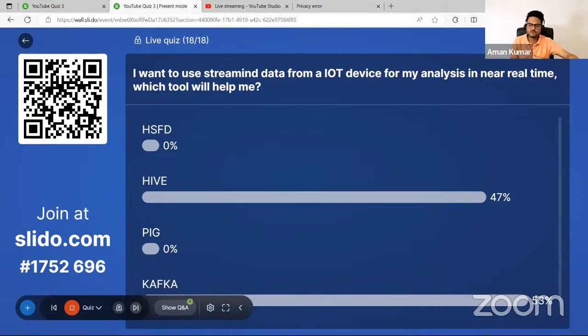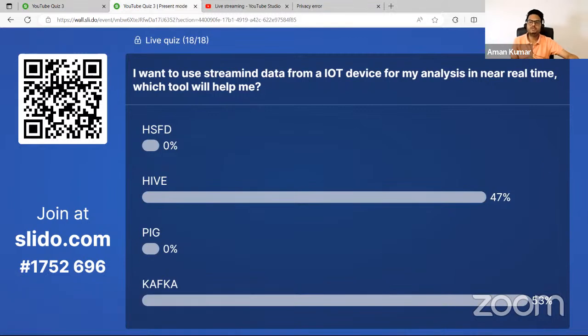Hive is basically not for streaming services. Hive is not for consuming real-time data. Hive is more of, you can say, the SQL of the Hadoop system. So Kafka is the right answer here.